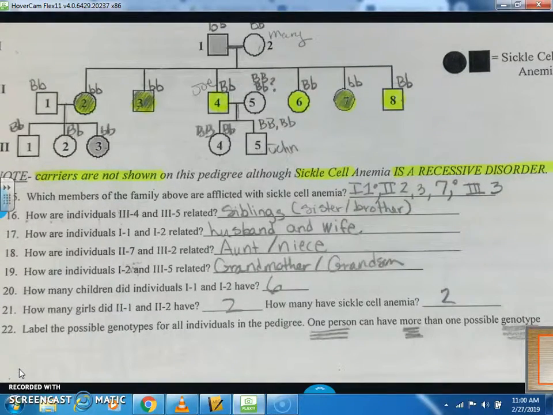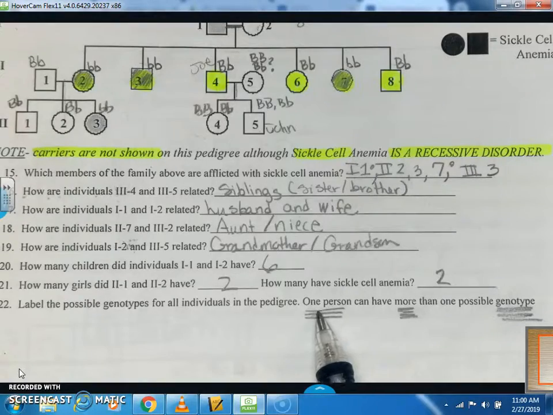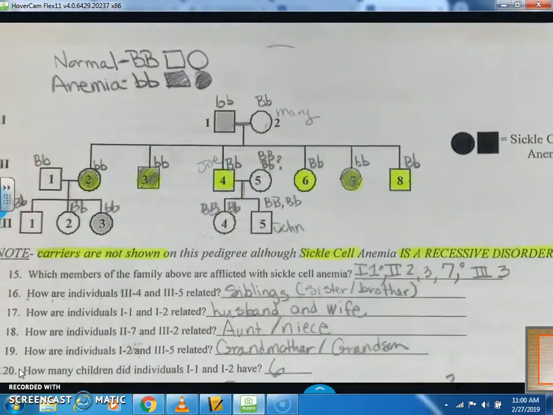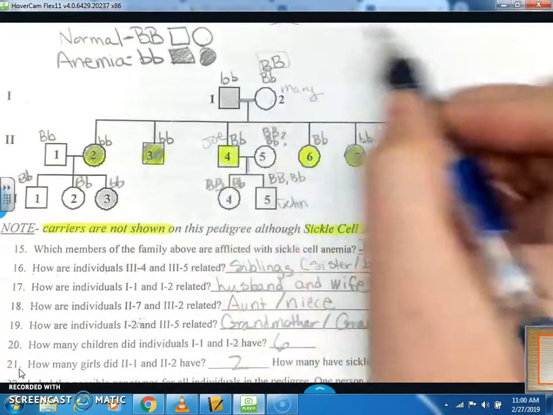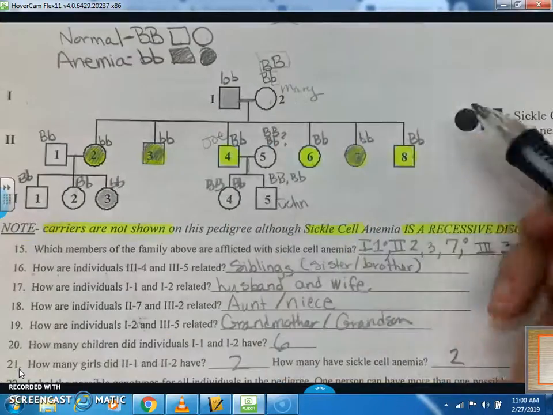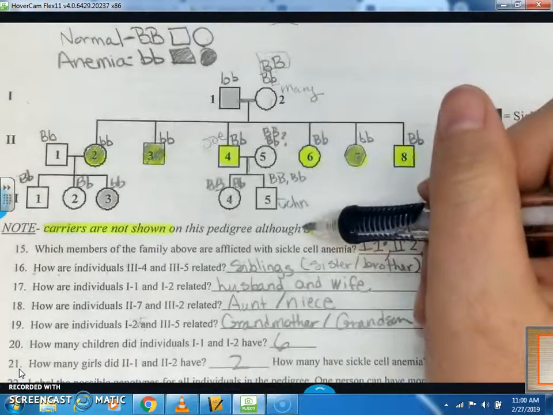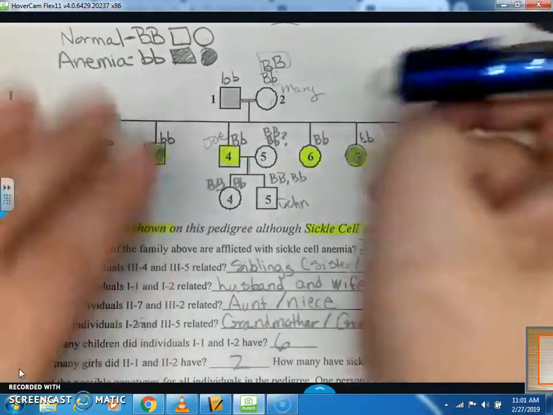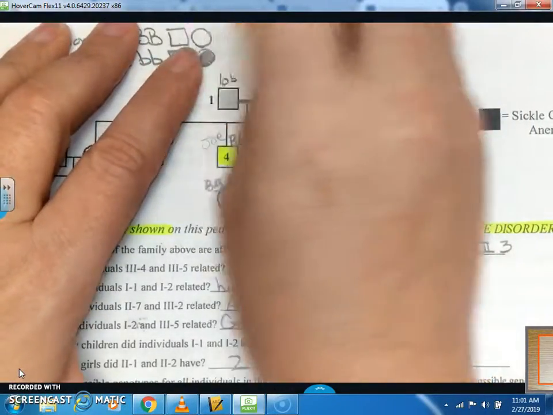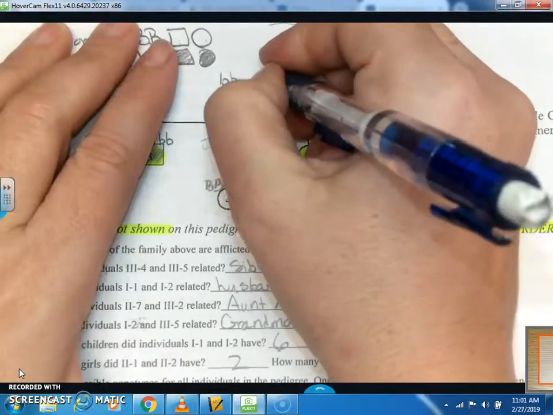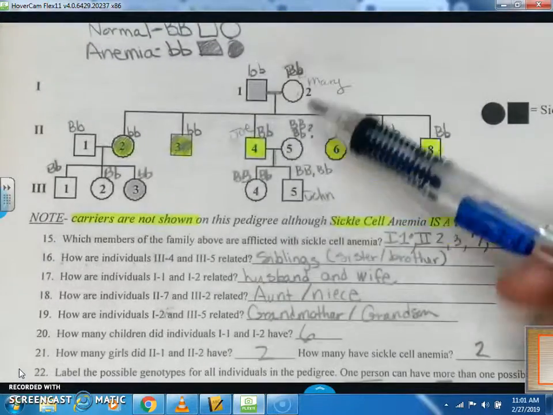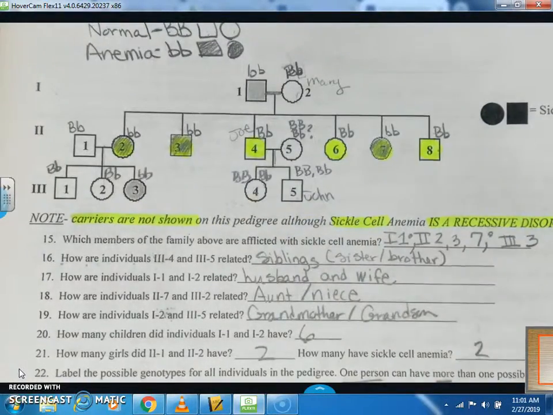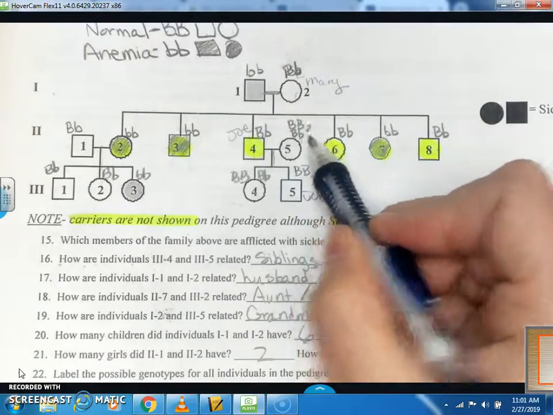So label the possible genotypes for all individuals in the pedigree. If you see a question like this, you need to remember one person can have more than one possible genotype. Remember this one here, we knew that Mary was definitely this, but we weren't sure if she was a carrier or not. Thankfully, there was enough information that we were able to go back and say, for sure, Mary was a carrier, no doubt. We know exactly what her genotype was. Okay, but you don't have time, and I'm not going to require you to do that for this exercise. So, yeah, there you go. If we don't know, we write both of them and we put a question mark.